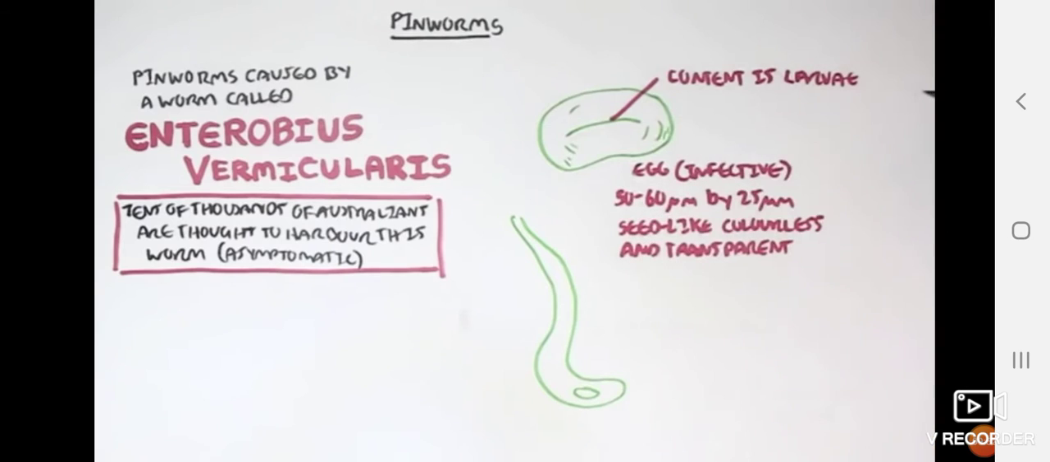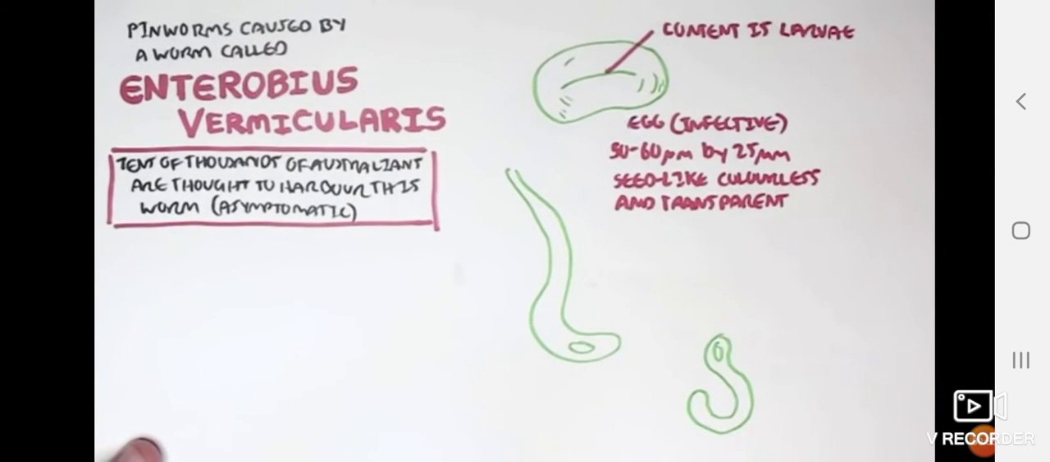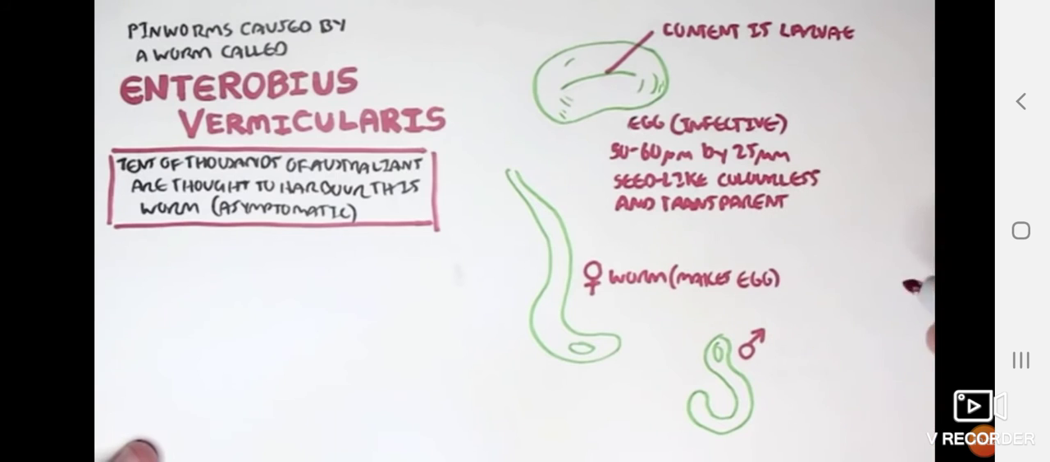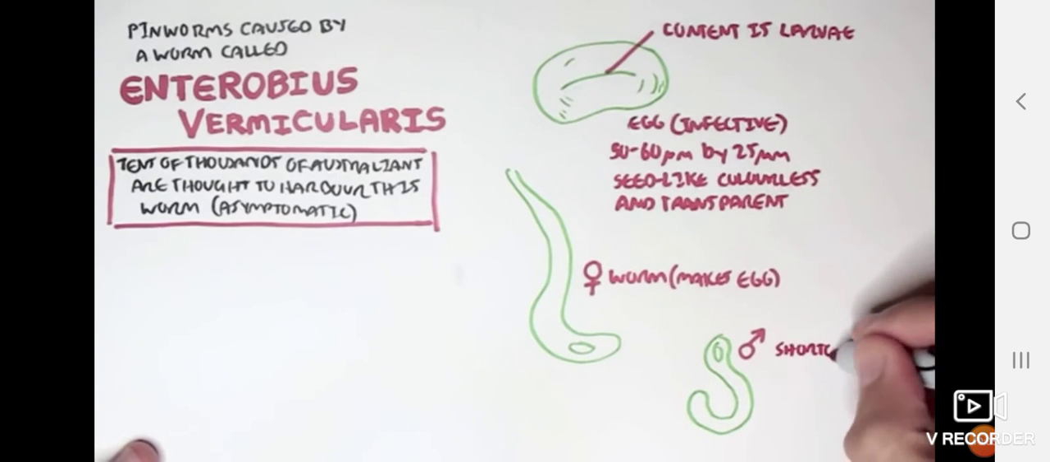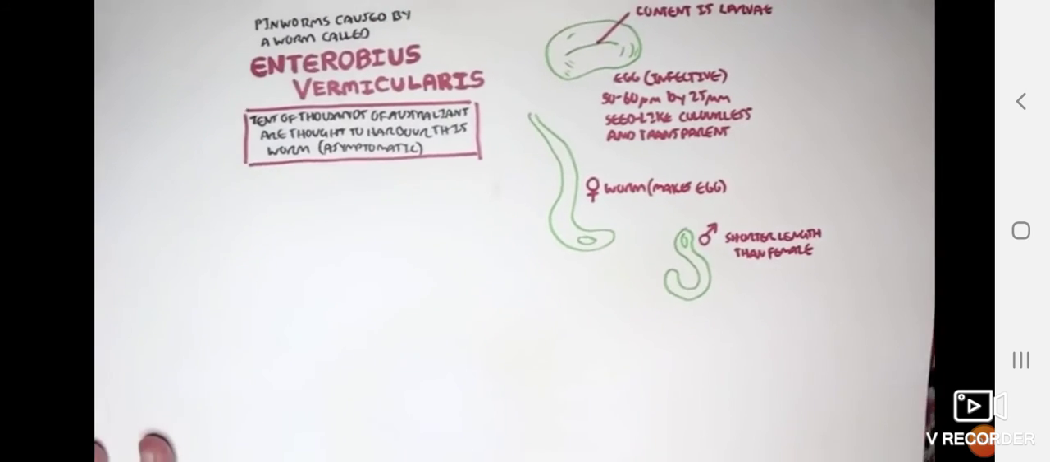When the egg or the larva becomes a worm, the worm can be either female or male. A female worm makes more eggs. A male worm is a lot shorter than the female and helps the female in mating to produce more eggs.